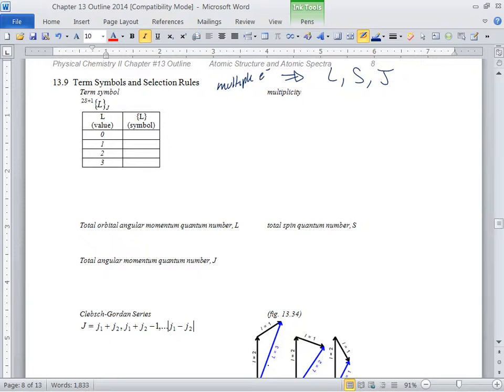So we're starting to write term symbols now. This is the convention. For each state, we'll be writing a term symbol. Then by looking at the term symbols, we can talk about transitions and that sort of thing. And out of this term symbol, we can calculate energies.